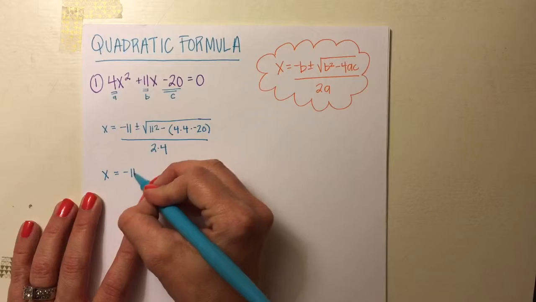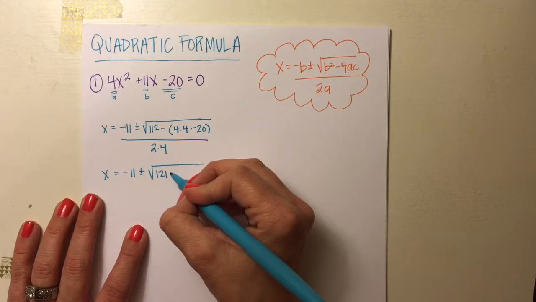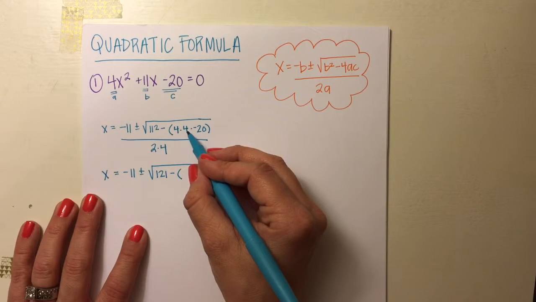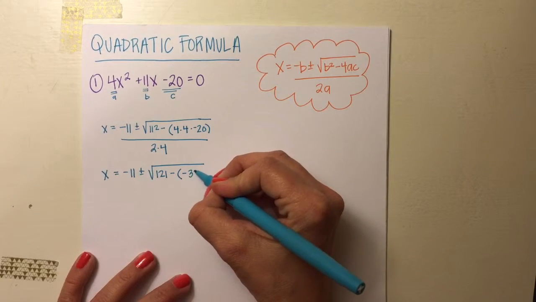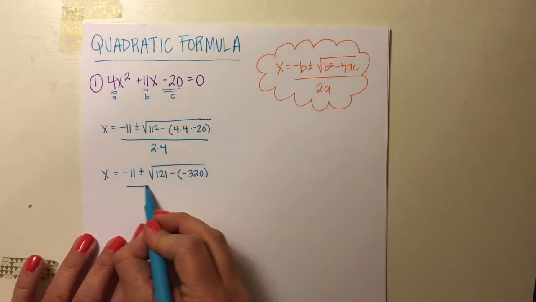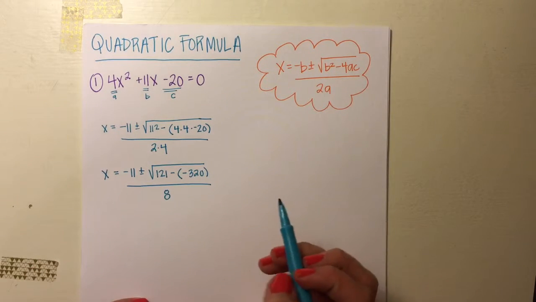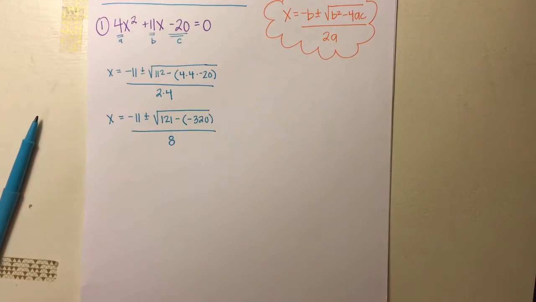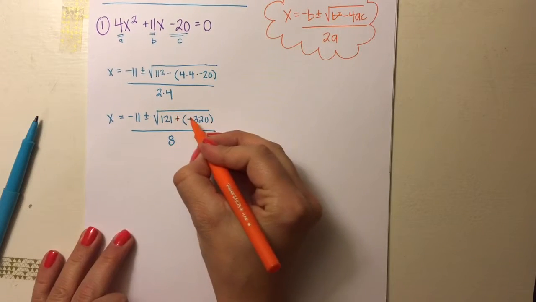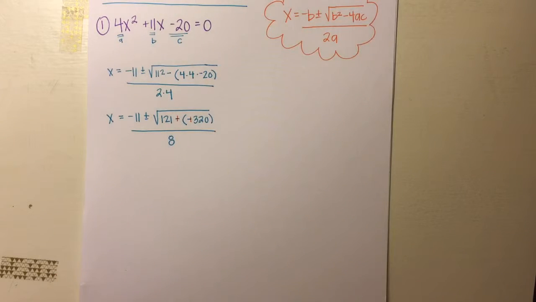x equals negative 11 plus or minus the square root. So 11 squared is 121, minus 4 times 4 is 16, and then 16 times negative 20 is going to be negative 320, all over 2 times 4, which is 8. This makes it a little easier to see that we're subtracting negative 320, which is the same thing as adding positive 320. And don't hesitate, I'm letting you use calculators. I'm not expecting you to do all this math mentally this chapter.